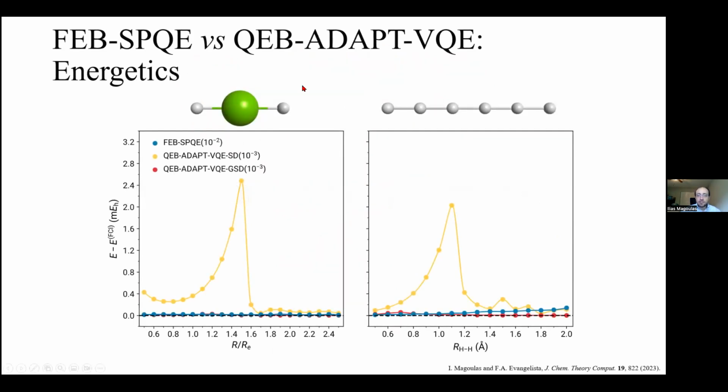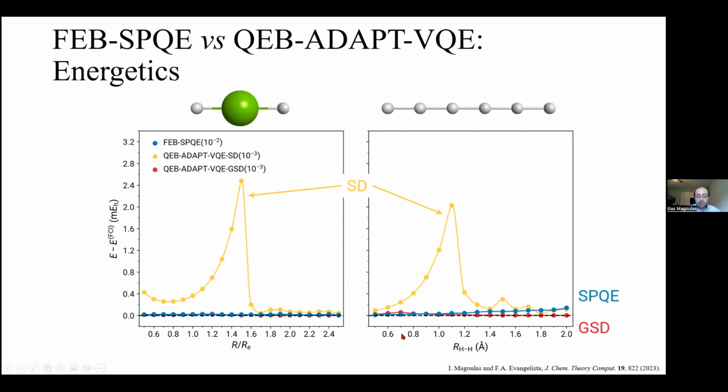For these numerical tests, we looked at the same systems as before, and we compared the fermionic SPQE with qubit adapt using 2 different operator pools. We have singles and doubles and generalized singles and doubles. What we see immediately from this graph is that if we use adaptive QE with singles and doubles, we're not able to produce results that have chemical accuracy for all of the examined geometries. However, if we replace singles and doubles by generalized singles and doubles, adaptive QE is practically exact across the board.